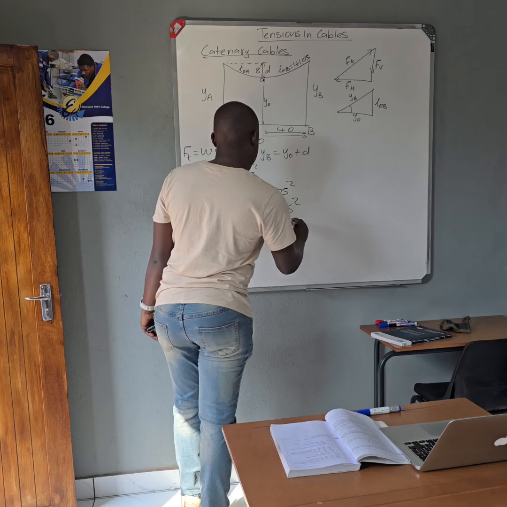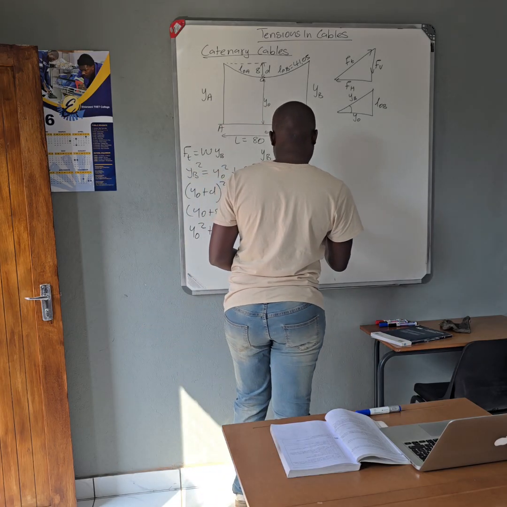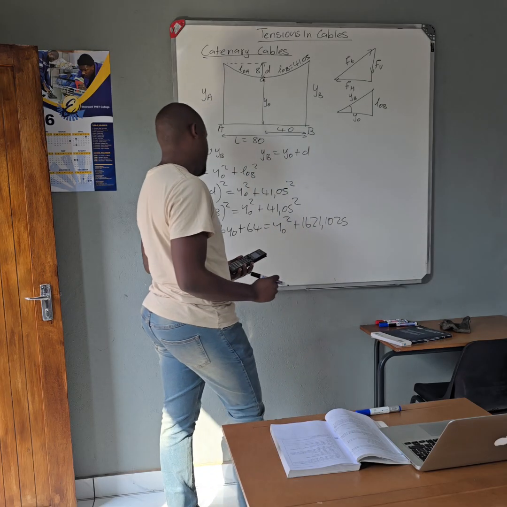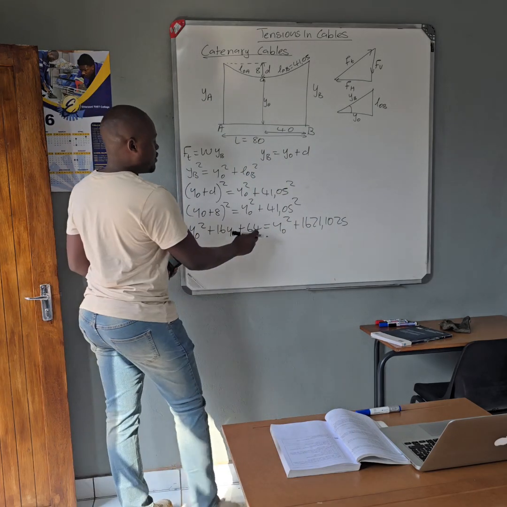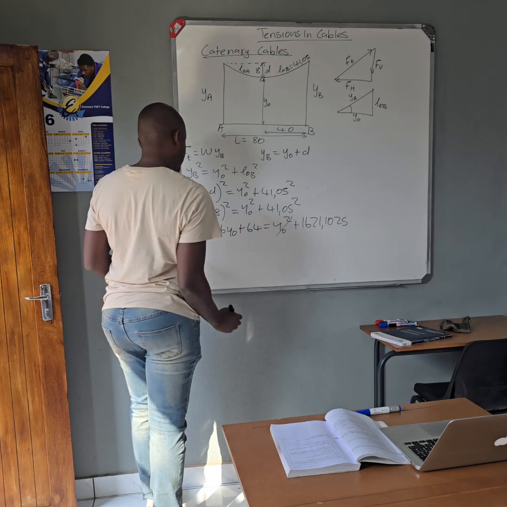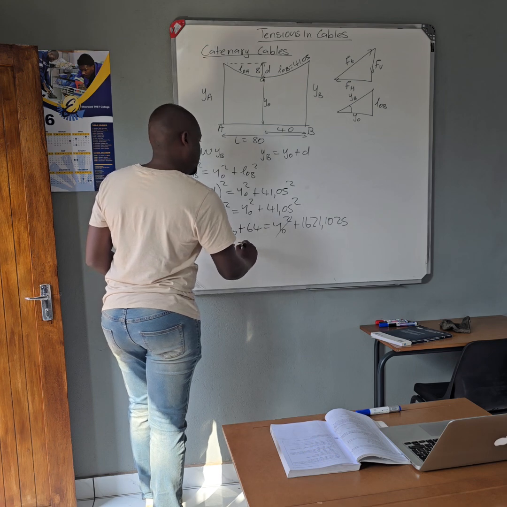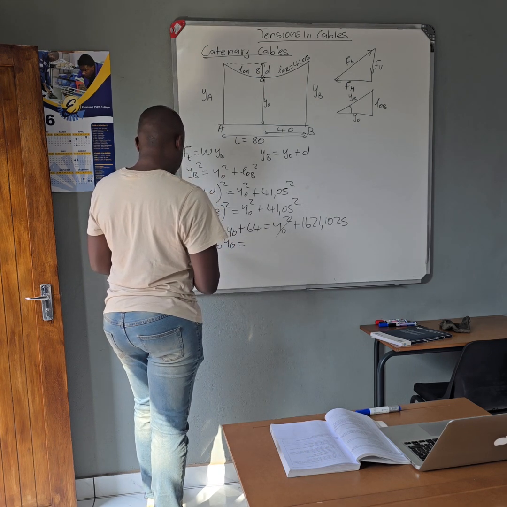And this is going to be equal to yO squared plus 41 squared, which is 1685.1025. Then from here, we can take this one to that side, and also take the terms that will vanish. And we are left with 16 yO is going to be equal to the remaining constant minus 64.